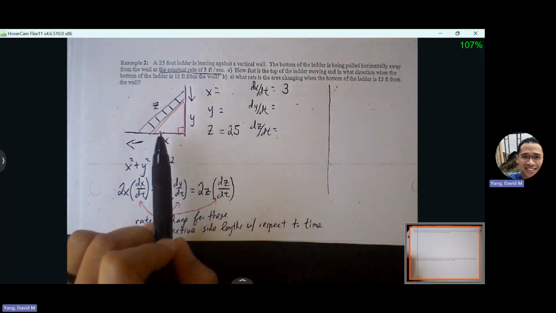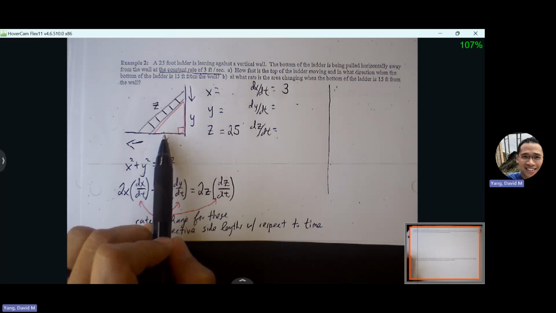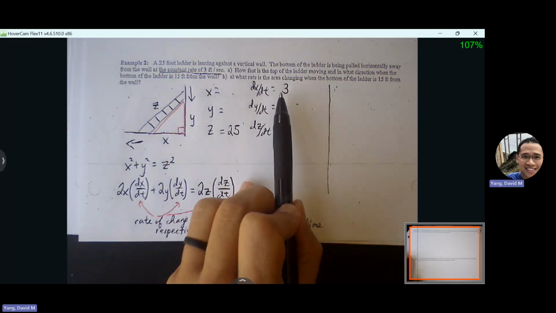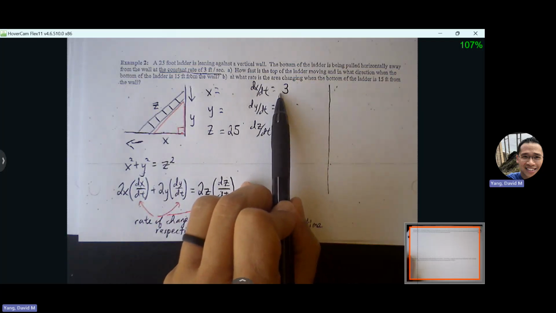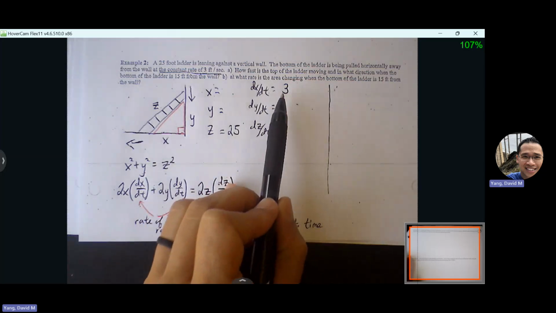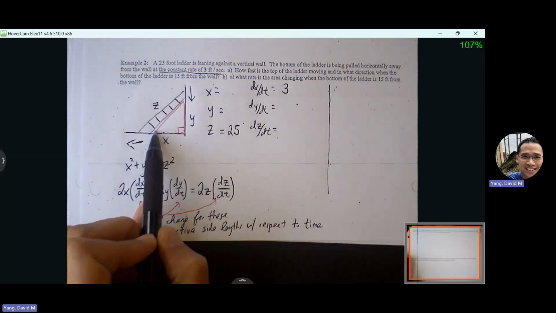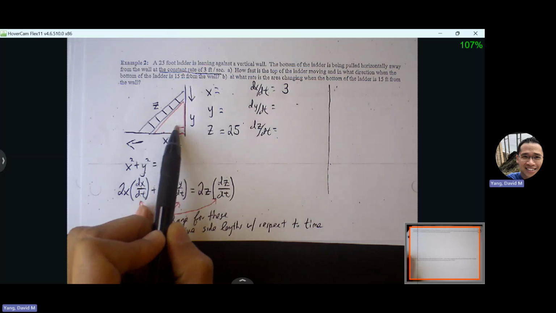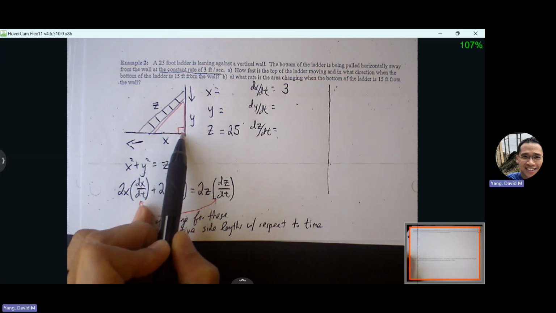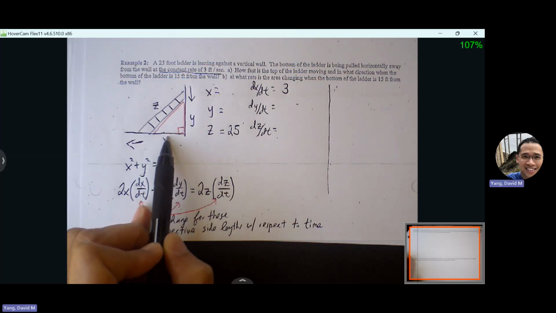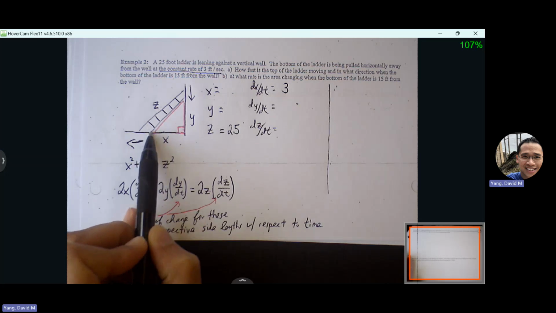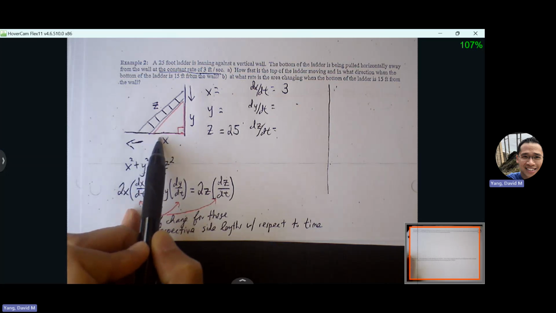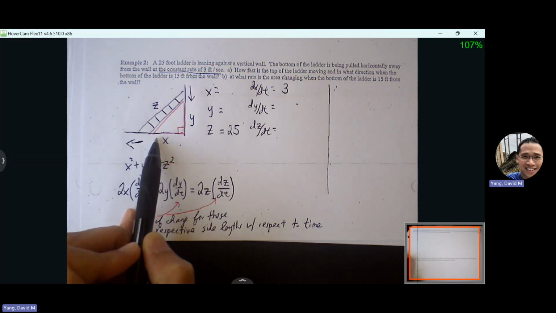Now, every time we write down a rate, we have to be the one to decide, is that rate going to be a positive or a negative value? So what do you think this 3 is going to be, positive or negative? Because what's happening to x? Is it getting smaller or getting larger? Getting bigger, yeah. So as the ladder is being pulled away, you can imagine that base length of the triangle increasing.